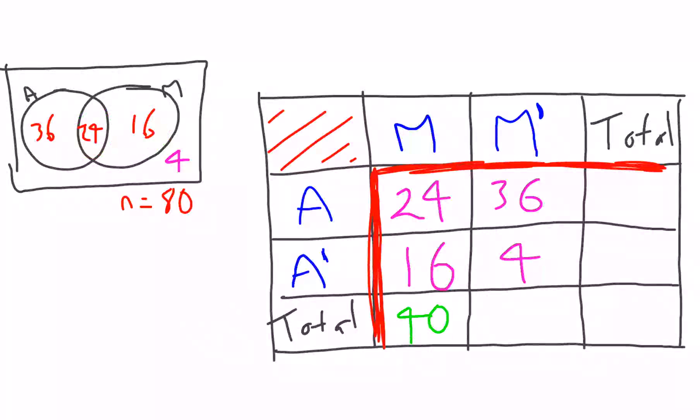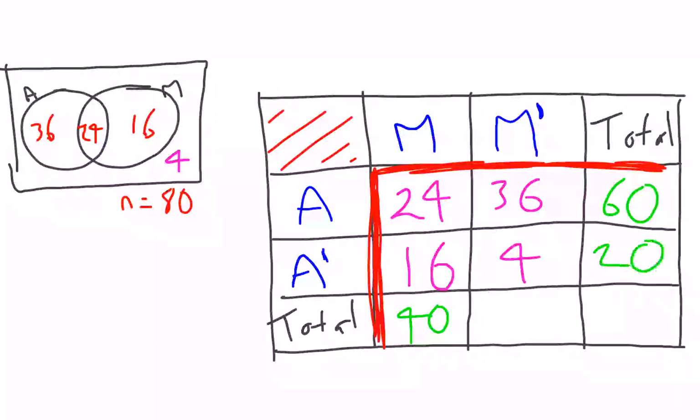The total of students who do art are all the students in the yes we do art row. That's the 36 who do art and the 24 who do both art and music. So we add up 36 and 24, 60 students who do art in total. Looking at the students who don't do art, 16 plus 4, 20.